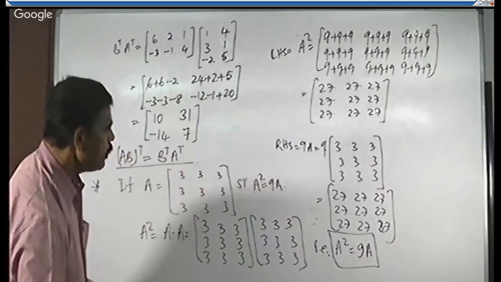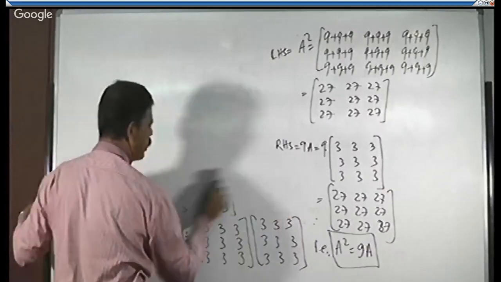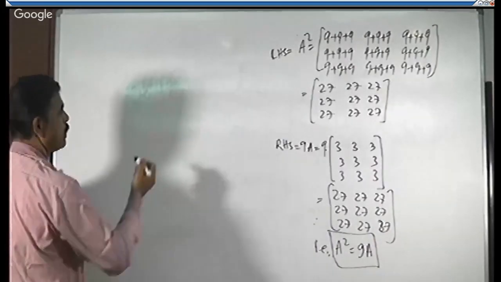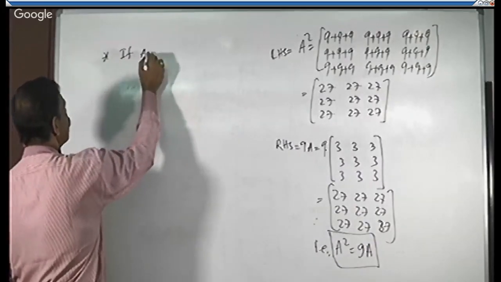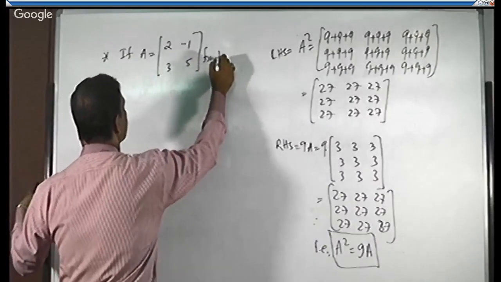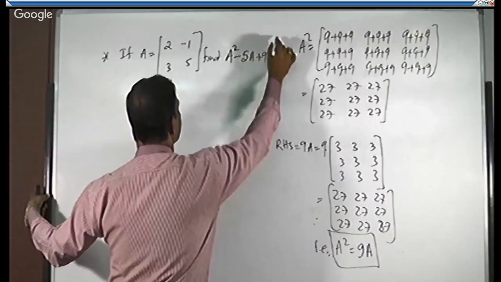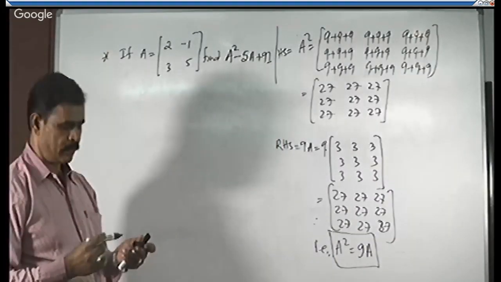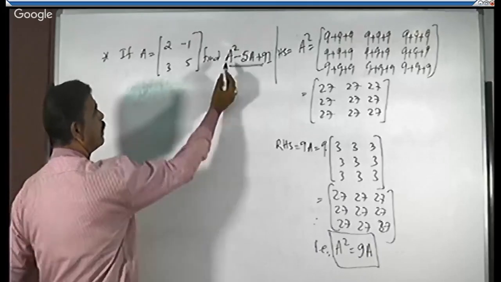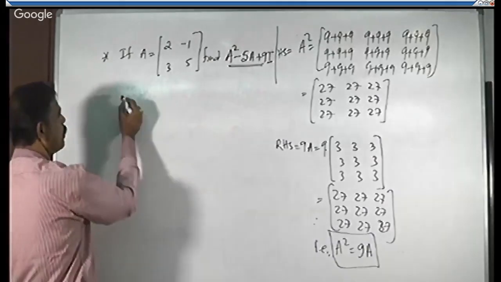Okay. Using multiplication, you can also find an expression value. Here, multiplication, addition, and subtraction will also be there. If A is equal to, I will take a 2 cross 2 matrix, 2 minus 1, 3, 5, then find A square minus 5A plus 9I. I is what? I is the unit matrix or identity matrix. To get this expression value, I need to find A square, I need to find 5A, then I need to find 9I. Okay, let us find out one by one.